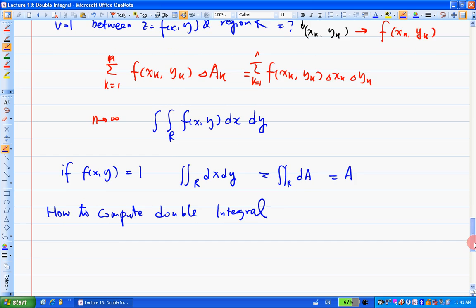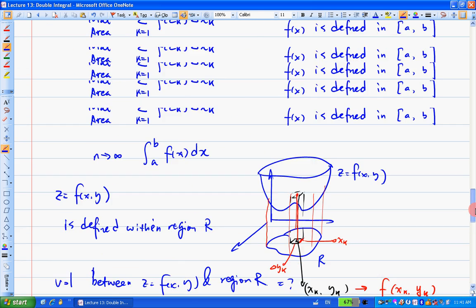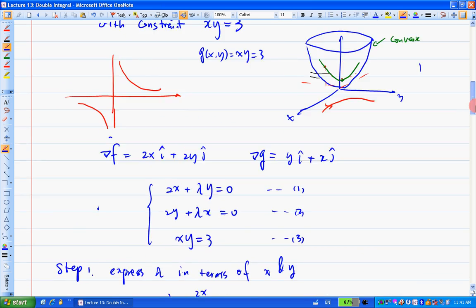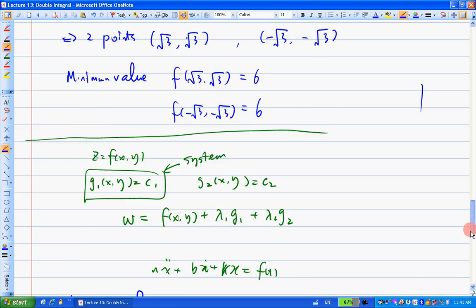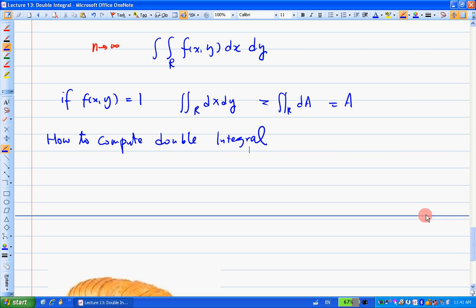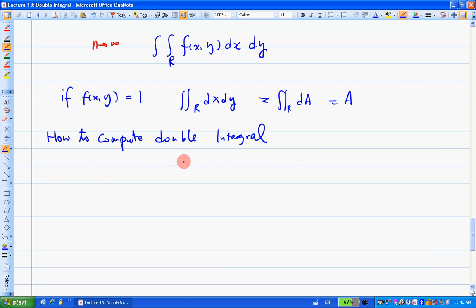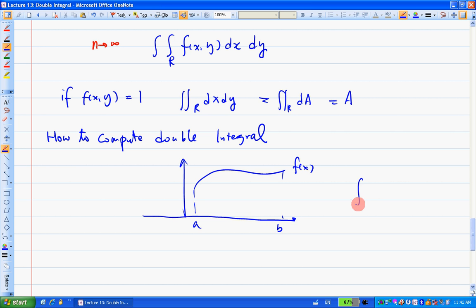Before we talk about how to compute the double integral, I still want to go back to the single variable case. Maybe I'll redraw it here, and then we're going to use that loaf of bread. So this is a single variable. When you integrate, this is what you do. Let's see what happens: you're integrating from a to b.